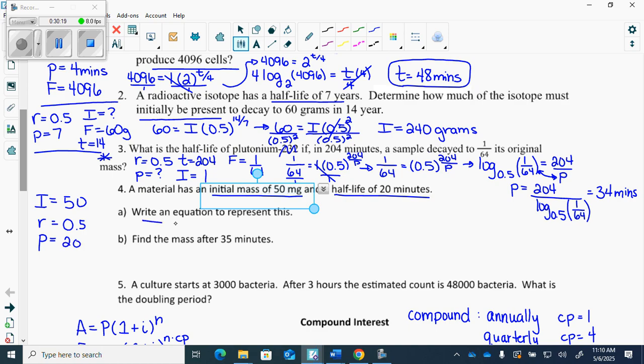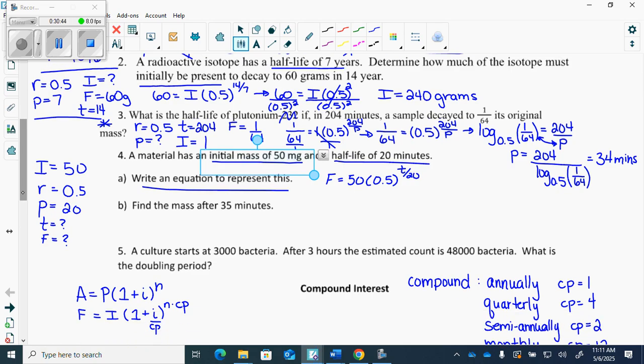It wants us to write an equation. So the catch here is I don't know T and I don't know F. And if I don't know them, they just want an equation. So I just fill in what I do know. So we have F equals 50, 0.5, or they could use a half, to the T divided by 20. And then here it wants what's the mass after 35 minutes. So we're just going to put that in for T. So we get F equals 50, 0.5 to the 35 over 20.